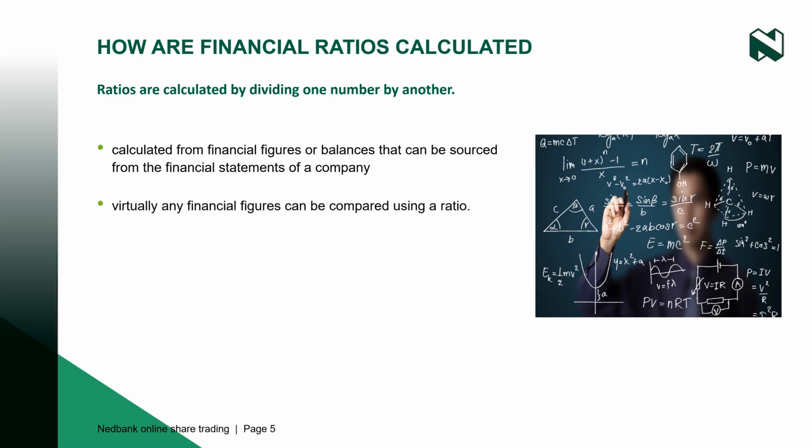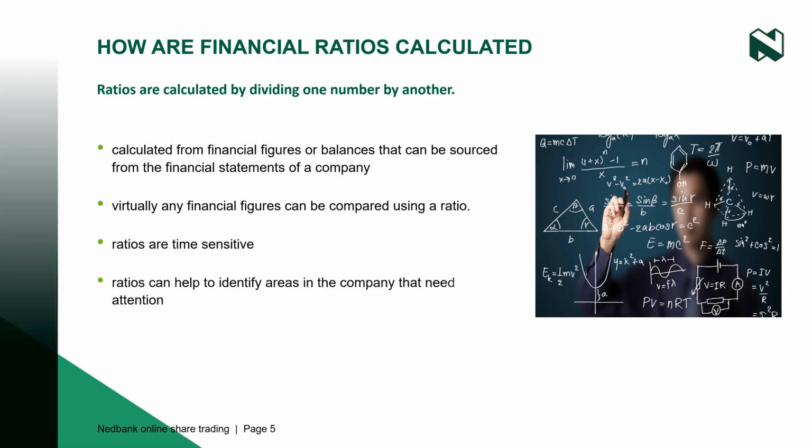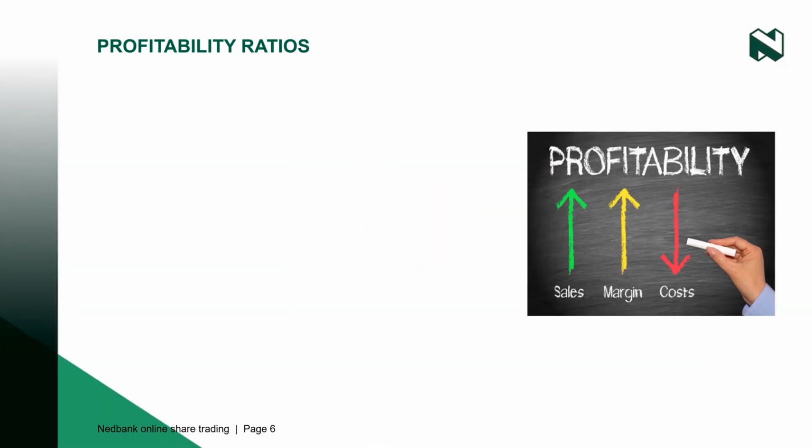Virtually any financial figures can be compared using a ratio. It is important to bear in mind that ratios are time-sensitive. They can only present a picture of the business at the time that the fundamental figures were prepared. Ratios should be viewed as aids to judgment. Experience in reading ratios and tracking them over time can assist any manager or investor to improve. Ratios can also help to identify areas in the company that need attention before potential problems arise. Let's discuss the various types of ratios in more detail.